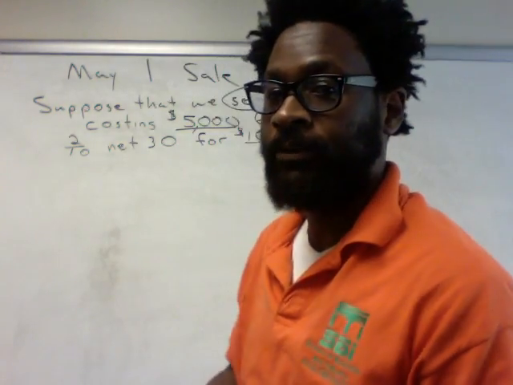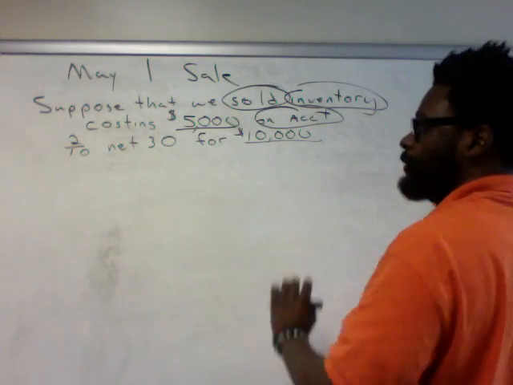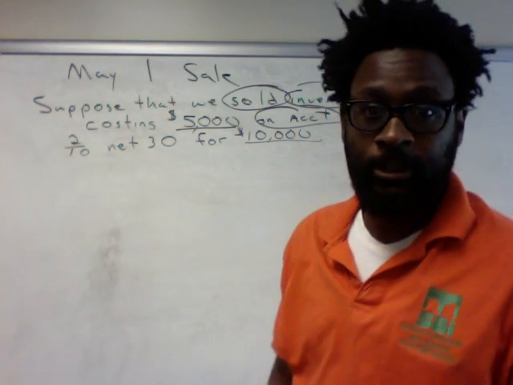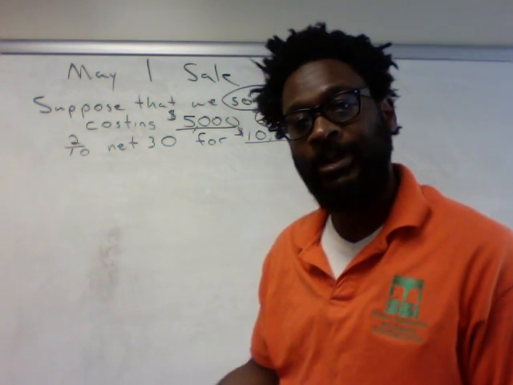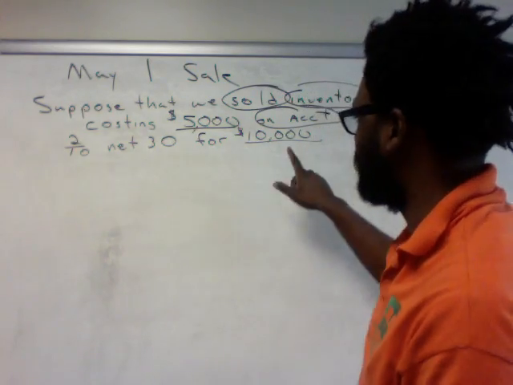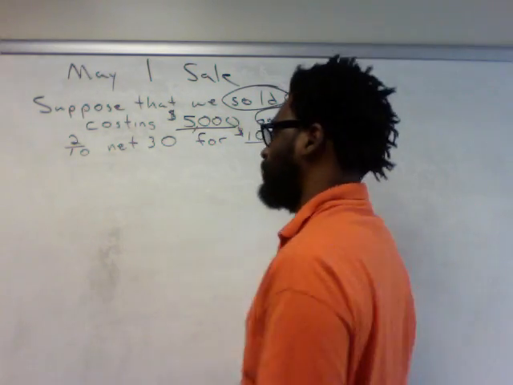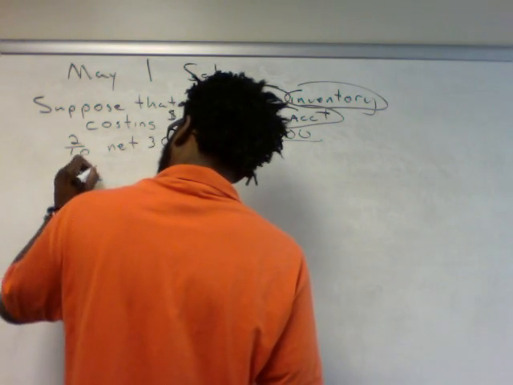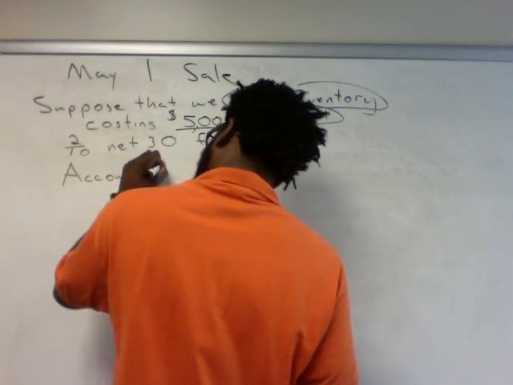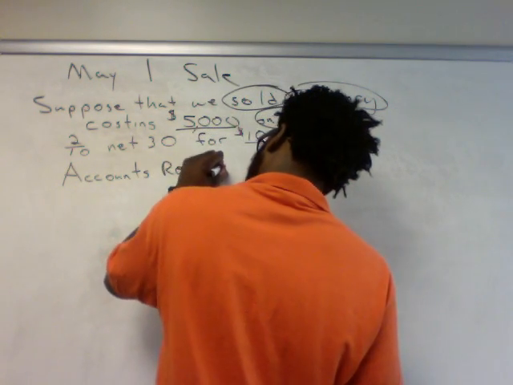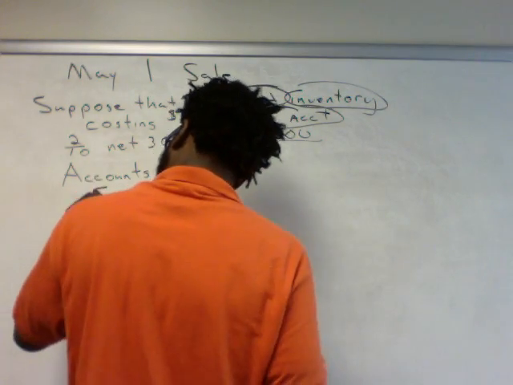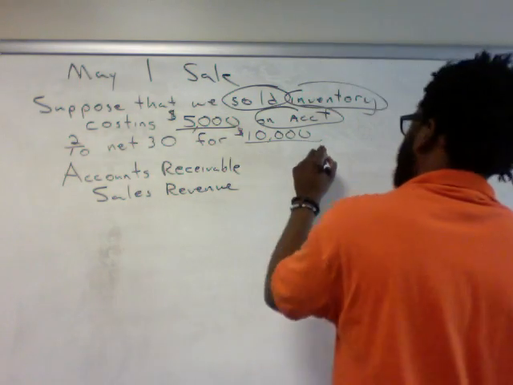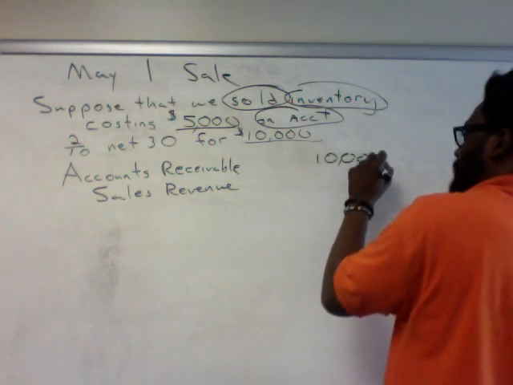So let's account for the revenue. Now, of these two numbers, which one are we going to use for the revenue? The smaller number or the bigger number? Obviously, we're going to use the bigger number because we always sell at a price above what we paid for it. This being the highest number, this is the revenue number. So how are we going to account for it? It was on account. So we're going to debit accounts receivable, and we're always going to credit sales revenue. Now that's going to be for the $10,000, the big number.